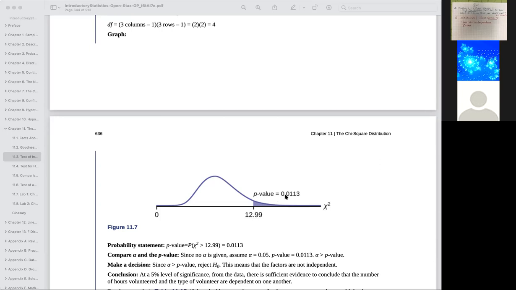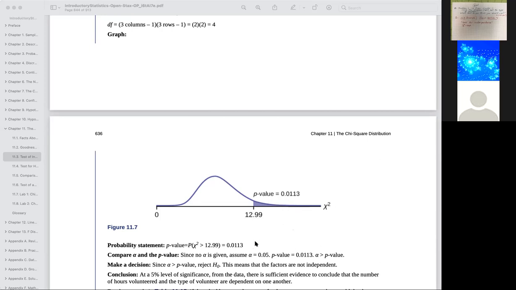Are these categories independent? Well, if they are independent, that was your null hypothesis, the sample that you took is very unlikely. So you've got to choose between two things right now. Are these categories of student and volunteer hours independent? Or did you just get really unlucky with the students you surveyed? And we're going to bet against unlucky.